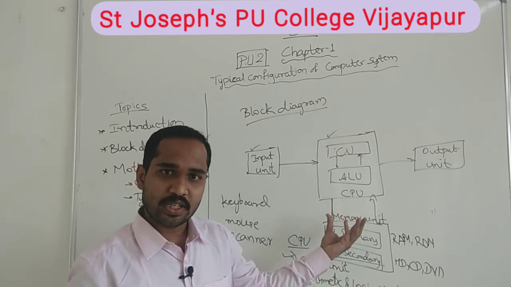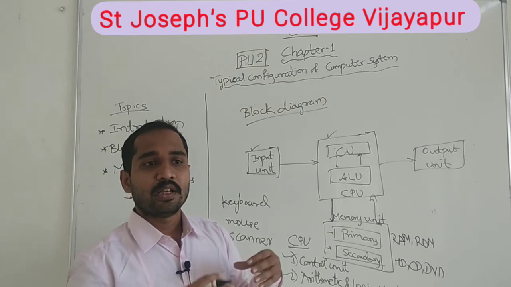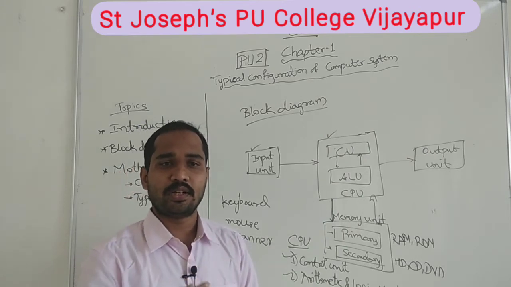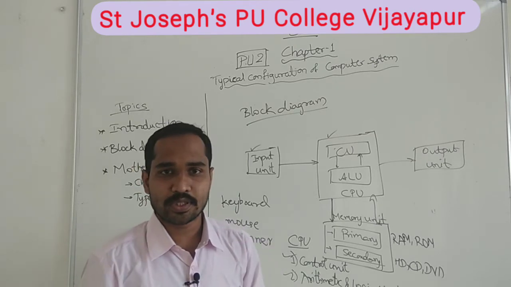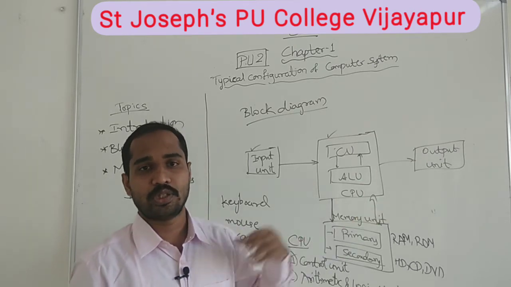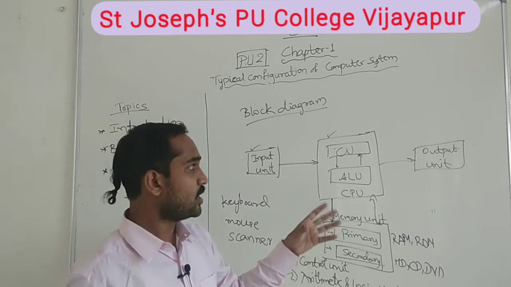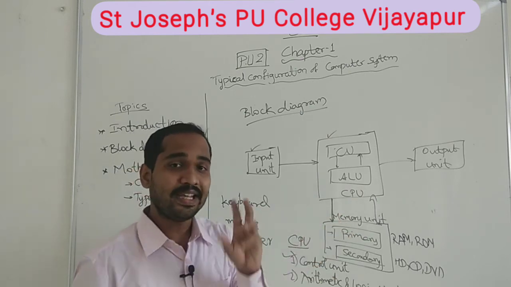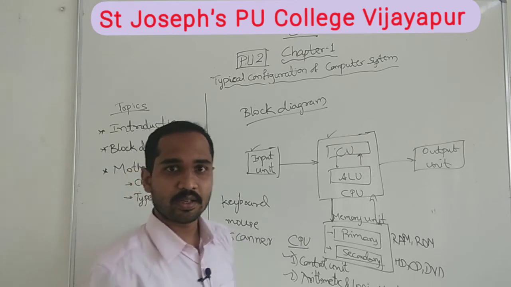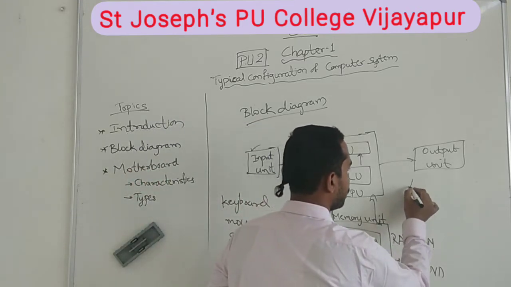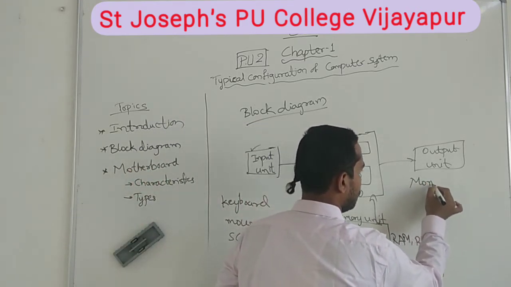The results are generated in the CPU. Now it has to be given to the external world. External world means the user. When it has to be given to the user, you use the output unit. Correct? So this forms the link between the computer and the external world. Am I right?